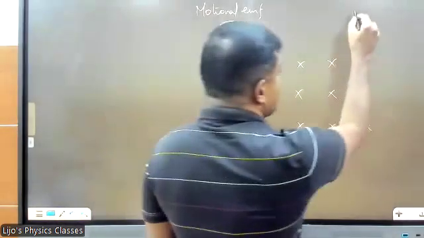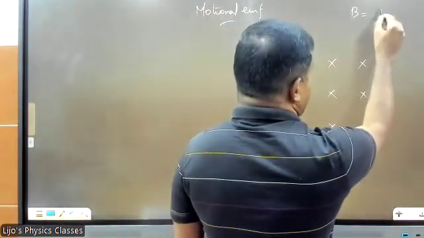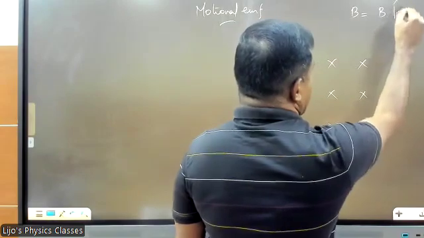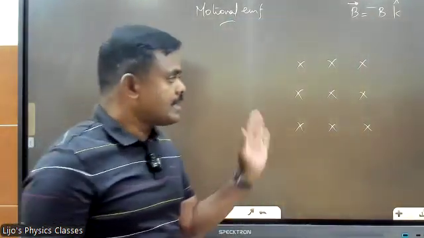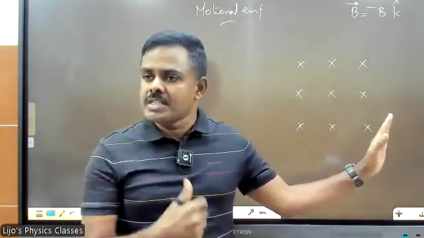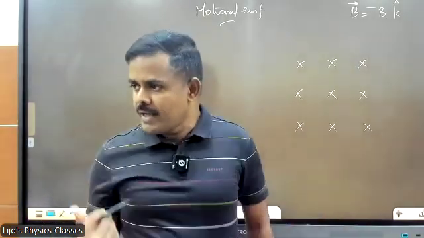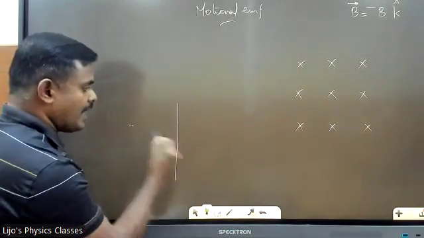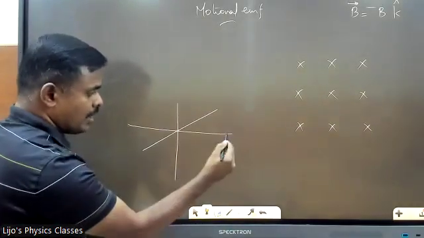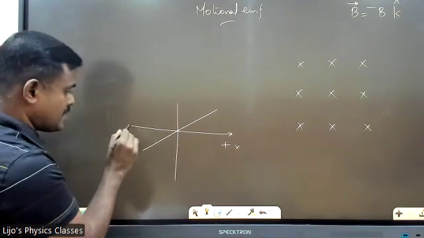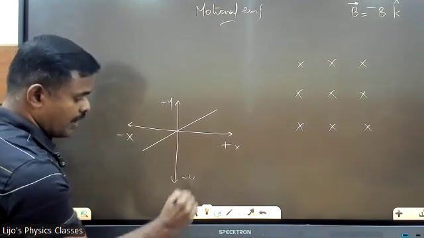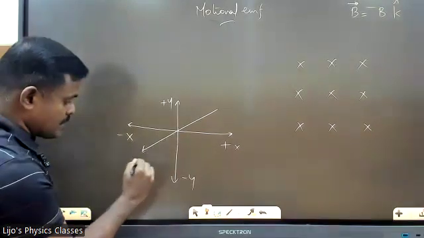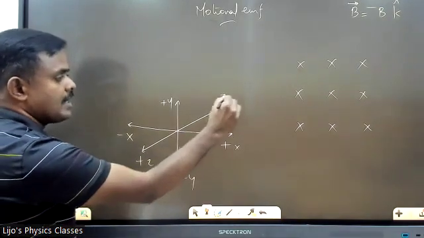How do you represent it? A magnetic field can be represented as B k cap with a negative sign. Why with a negative k cap? Because to the right is called positive i cap, to the left is negative i cap. So we have 6 different axes, right? This is called positive x-axis. This is negative x-axis. And this is positive y. This is negative y. And out of the board is positive z. Into the board is negative z.